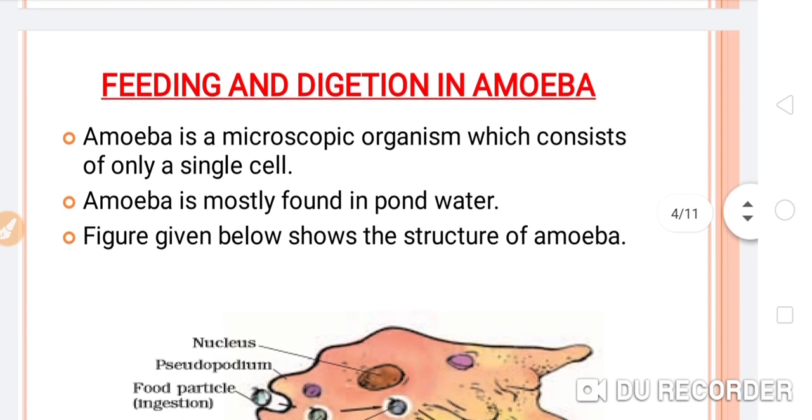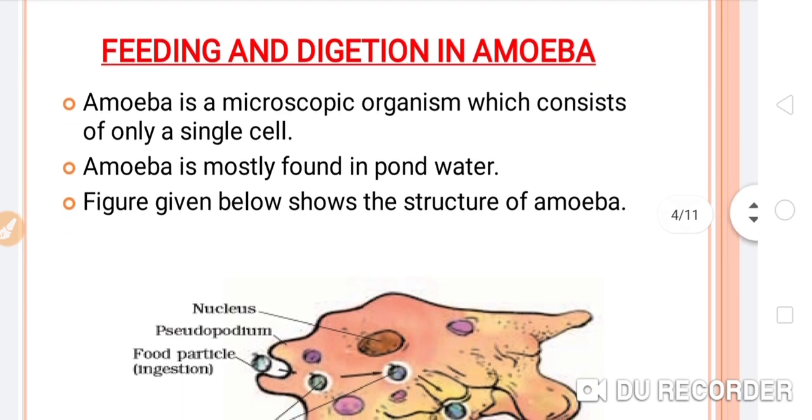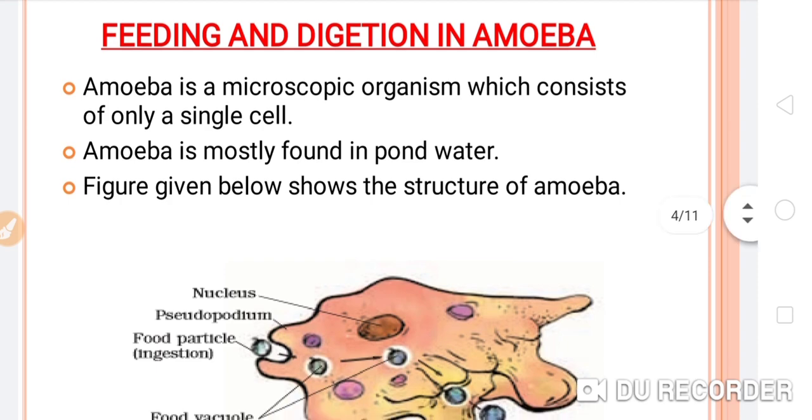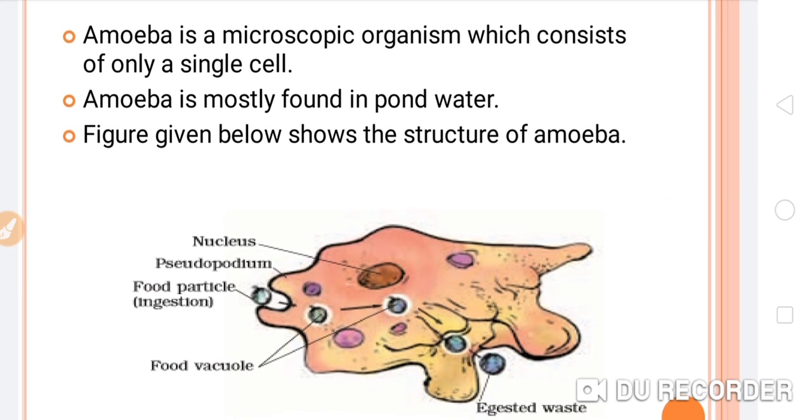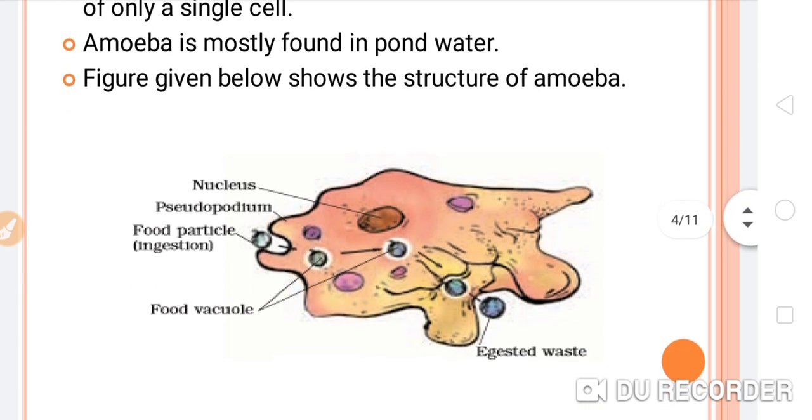Now next, feeding and digestion in amoeba. Amoeba is a microscopic organism which consists of only a single cell. So amoeba is a single celled organism, and we can observe this organism only under the microscope. Amoeba is mostly found in pond water. The figure given below shows the structure of the amoeba.